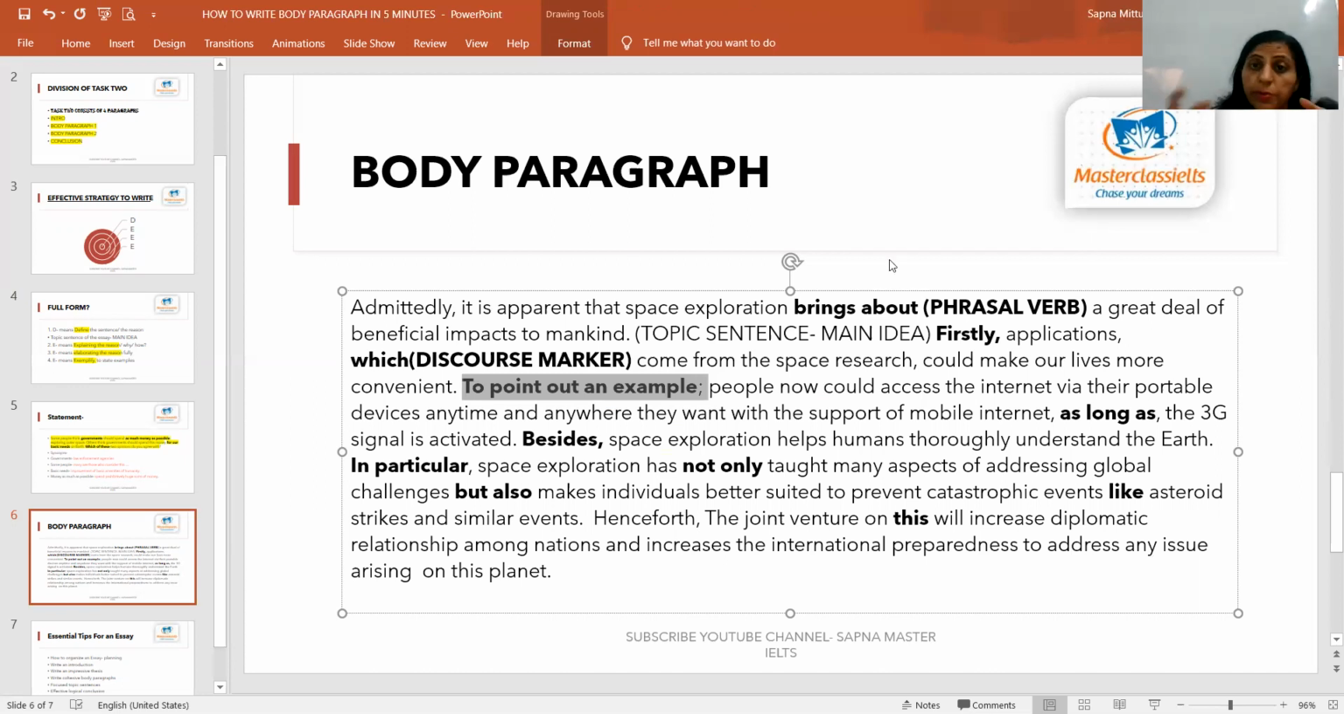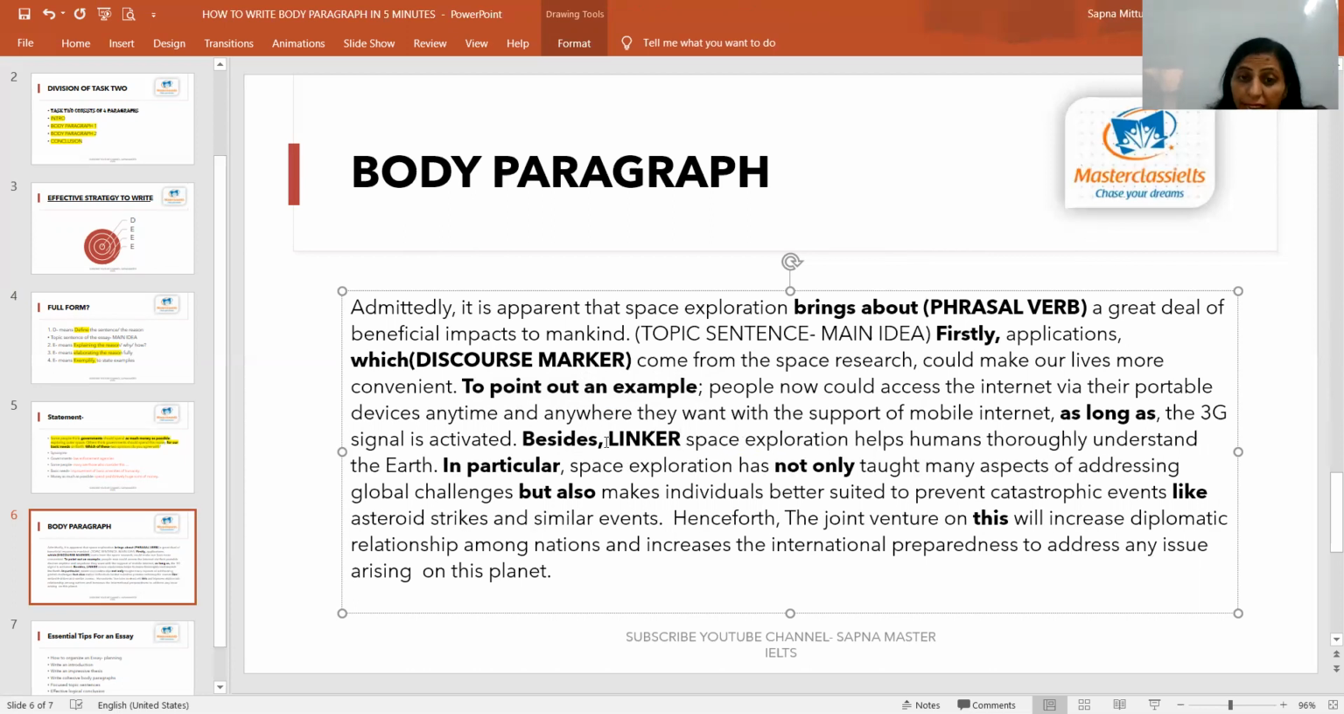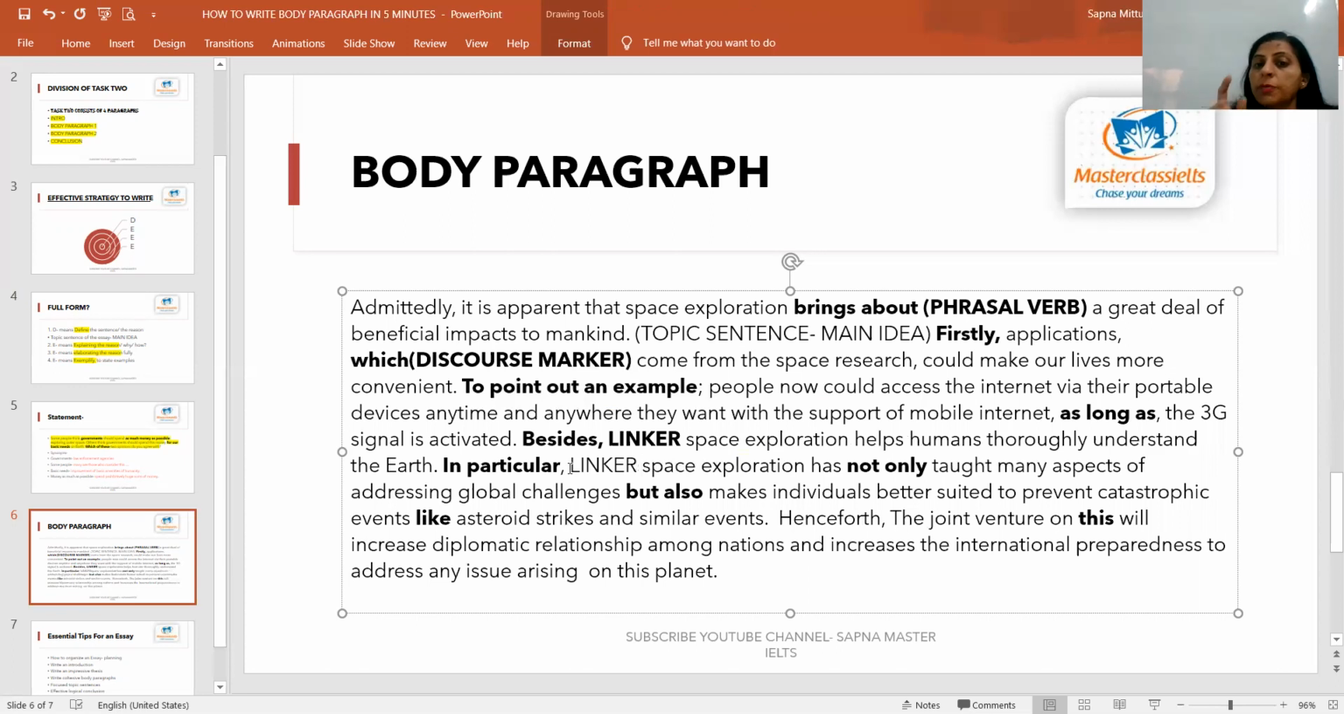Now moving to the next explanation also. Besides, if I have another reason related to that, I have used another connector here, the linker here, that is, besides. Besides, space exploration helps humans thoroughly understand the earth. Again, I want to give the reason for it, the explanation for it, and for the explanation I have given another linker, that is, space exploration has not only taught many aspects of addressing global challenges, but also makes individuals better.